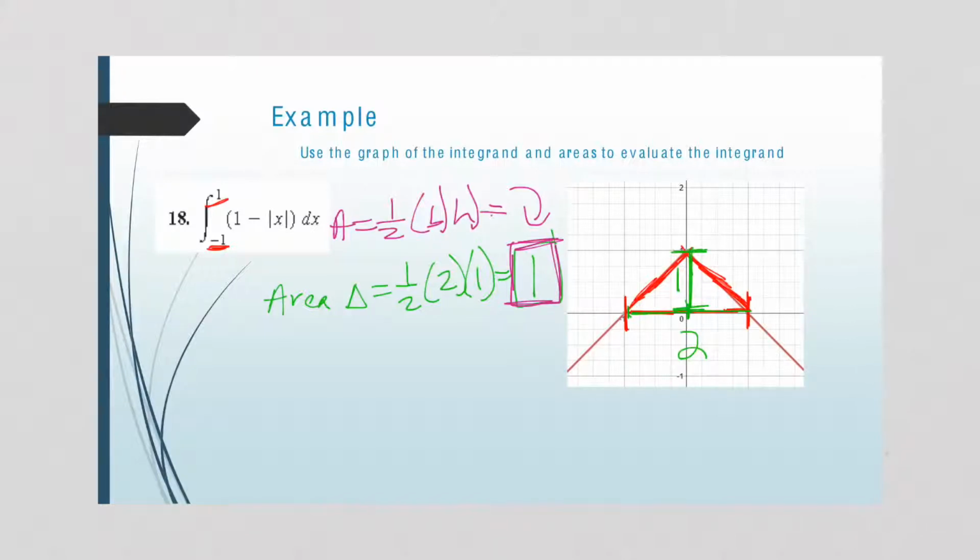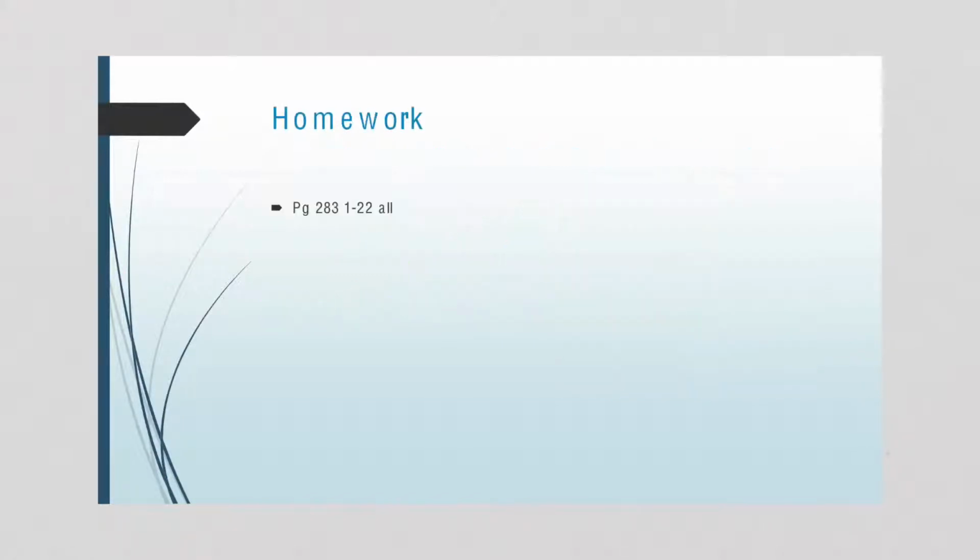So anytime you can look at the graph, figure out what shapes you know, what shapes you don't, and find the areas of those shapes. Use all of the formulas that you know. You should know for the AP exam: the area of a rectangle, a triangle, a circle, and a trapezoid. Alright, if we move on.